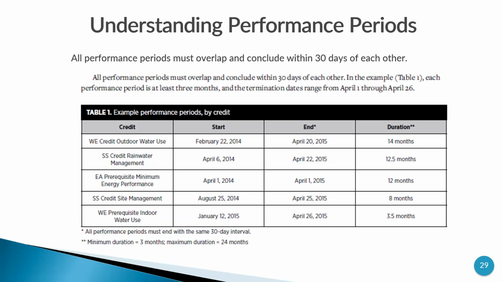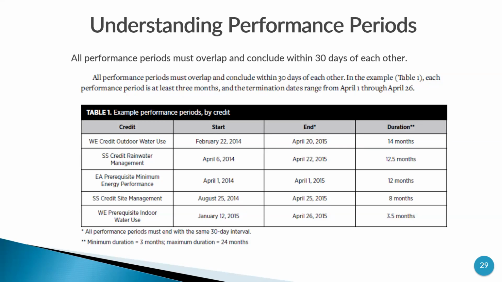So how do you understand this performance period? All performance periods must overlap and conclude within 30 days of each other. How is it? See the example here. There are credits in the first column, start date and end date. If you compare anything, it is within 3 months to 24 months. Yes, the duration part of it.